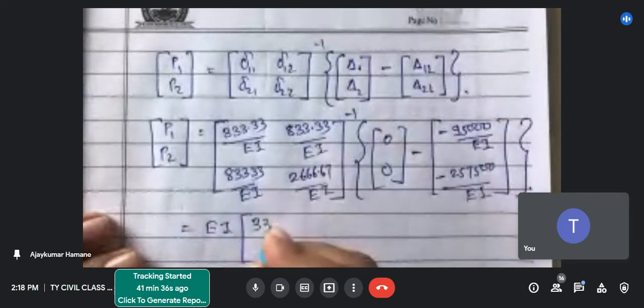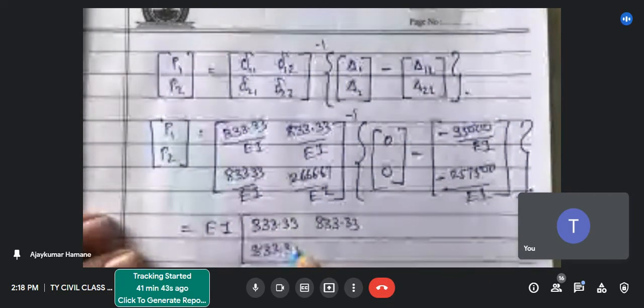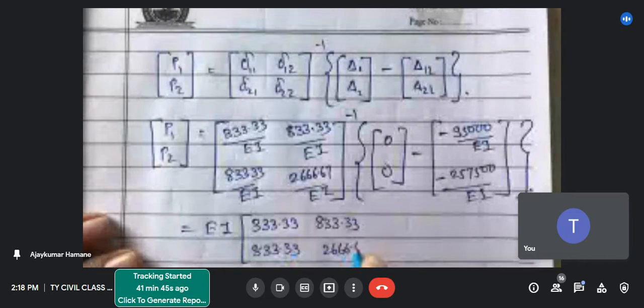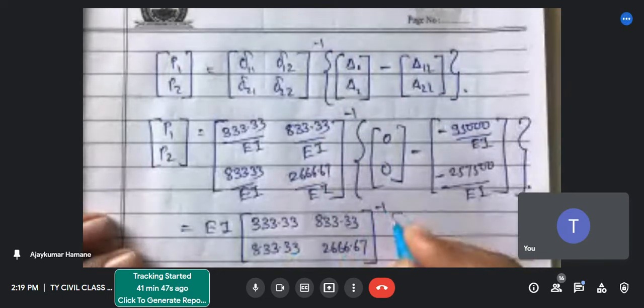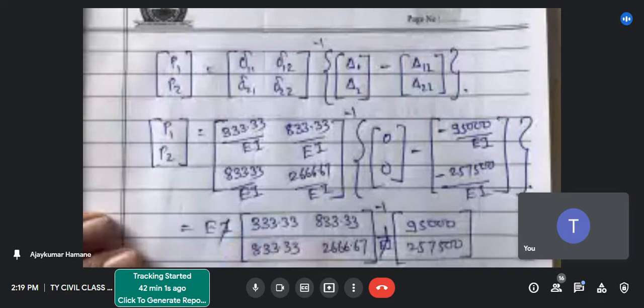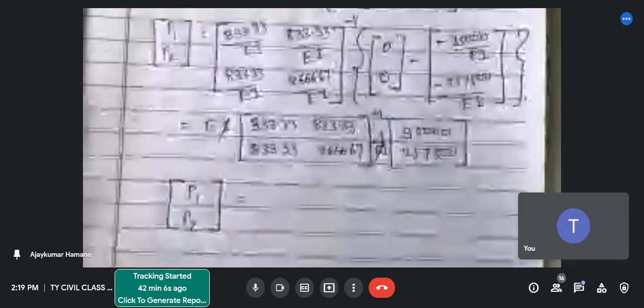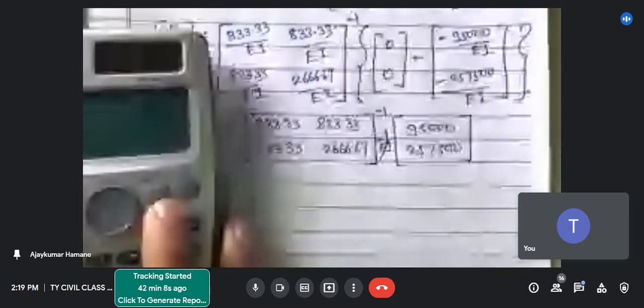So in bracket 333.33, 833.33, 833.33, 2666.67, inverse of this matrix, and this matrix becomes, minus minus plus, 1 by EI common, 95,000, 2,57,500. So this EI gets cancelled. So P1 and P2 are equal to, put.